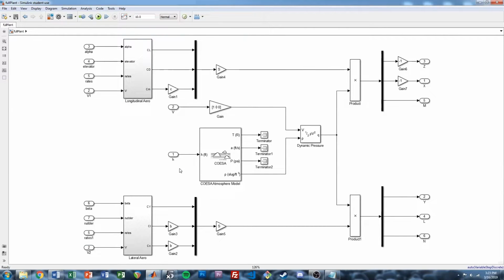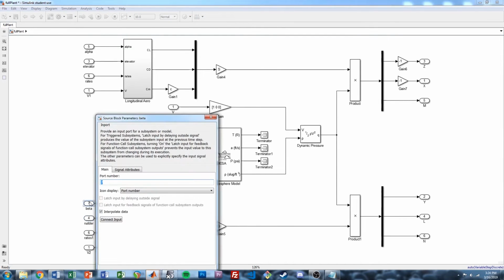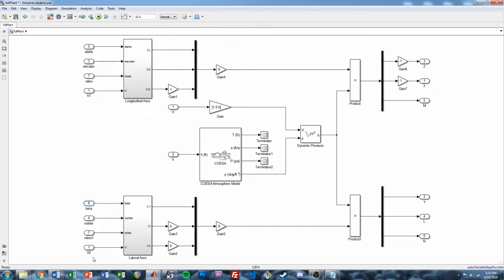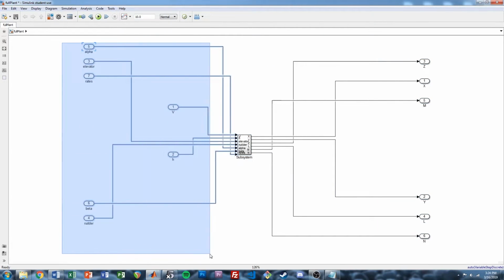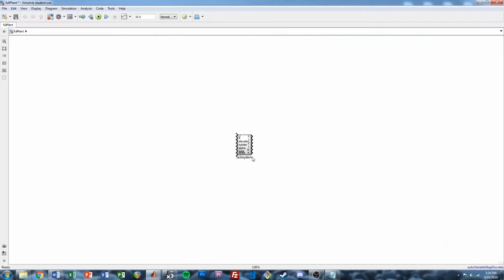I'm also going to adjust the order of the inputs here. So the first one, I'm going to make velocity. And then the second one I'll keep as altitude. Third, I want to make elevator. Fourth would be rudder. Fifth alpha, sixth beta, and then seventh for the rates. All right, I think that's looking pretty good. So let's go ahead and Control A, Control G. Delete all the extra wires out here. So now we have basically our full aerodynamics subsystem. So this is going to be Aero.